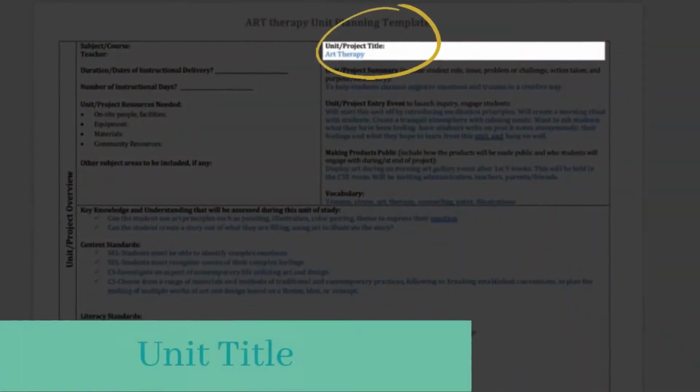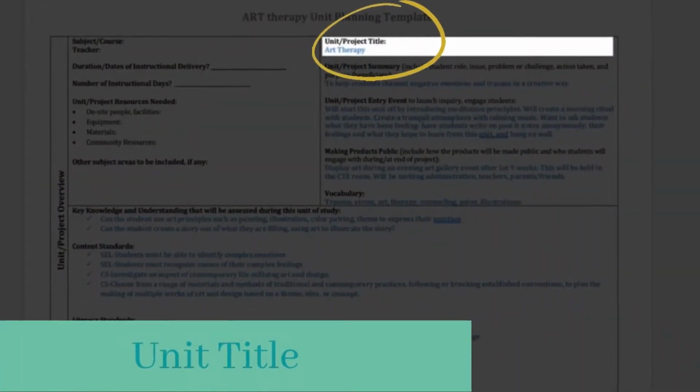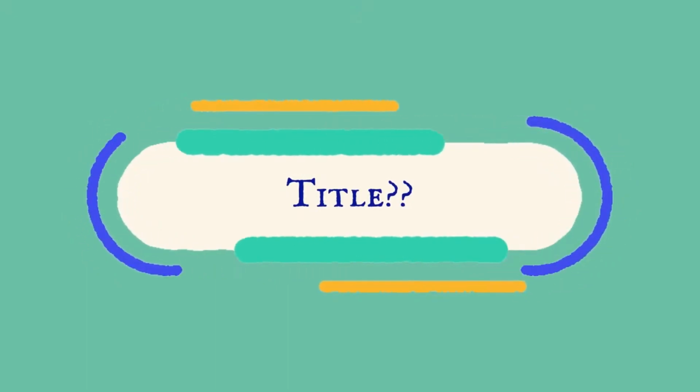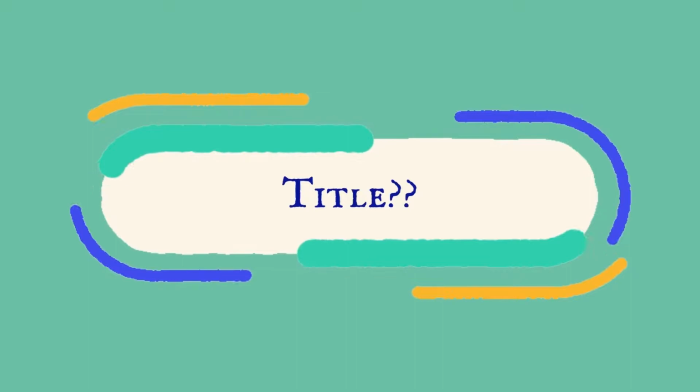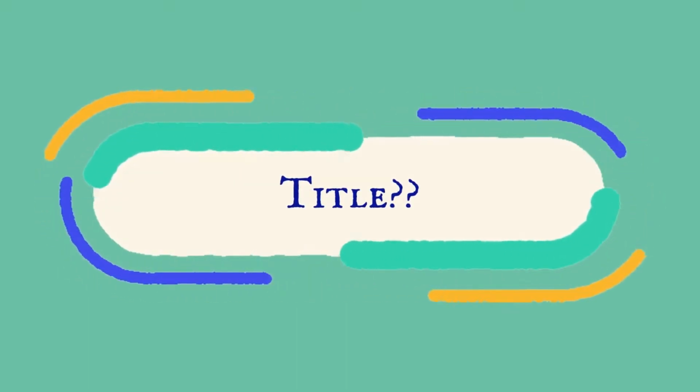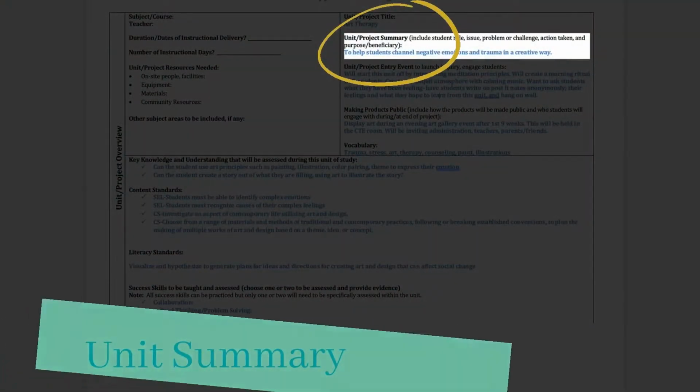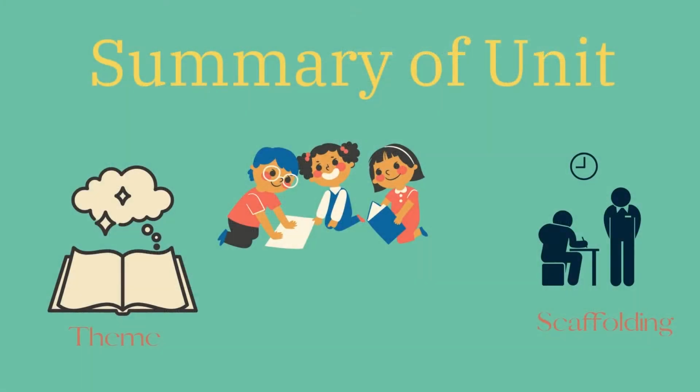The first part of the unit plan we want to identify is the unit title. What do you want to title this unit? Keep in mind it should be something that encompasses all the mini lessons you'll be teaching. We then want to write out our project summary. You want to include the main theme of this unit as well as learning benefits. This is to help us ensure we are scaffolding for learners.